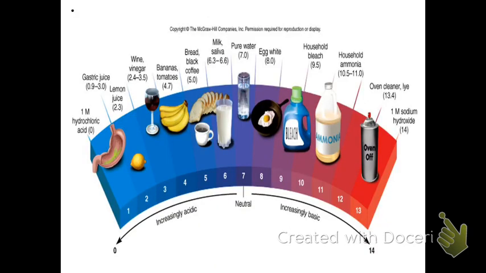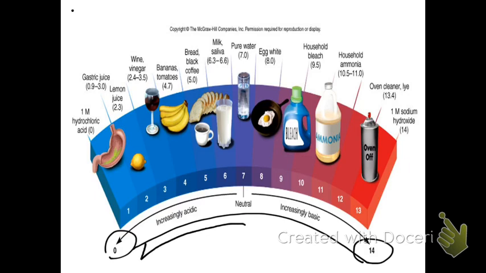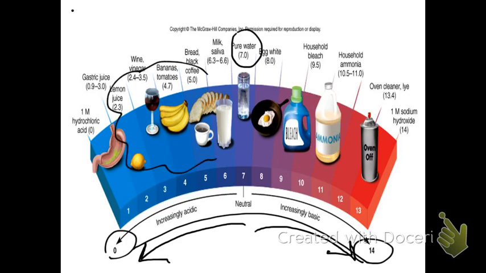And if we turn this scale from 0 to 14 on its side, again, things that are down here in the low numbers are increasingly acidic. Things that go above 7 are increasingly basic. I've already talked a little bit about pure water being 7, right? Most of the food items we eat are going to be acidic. Many of the chemicals around our house are basic.